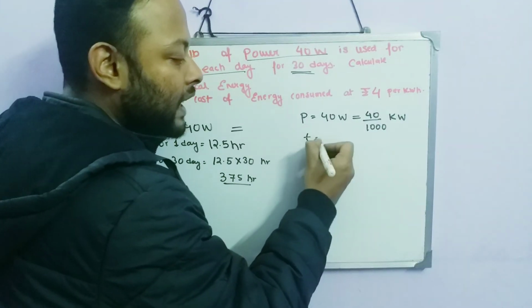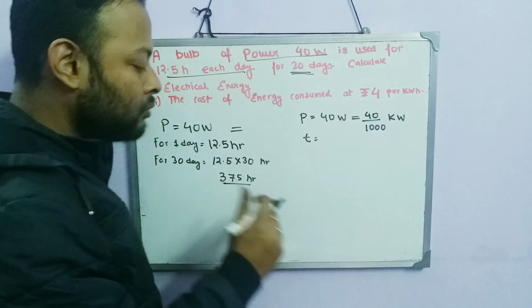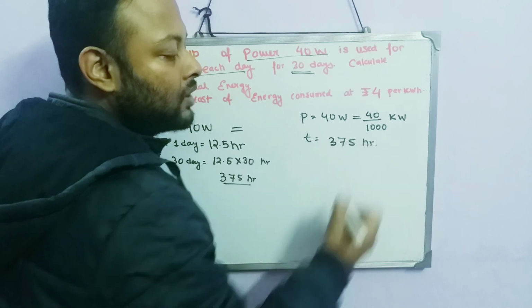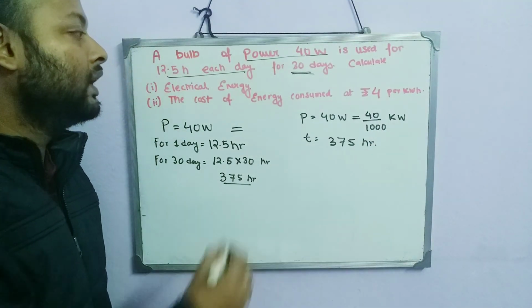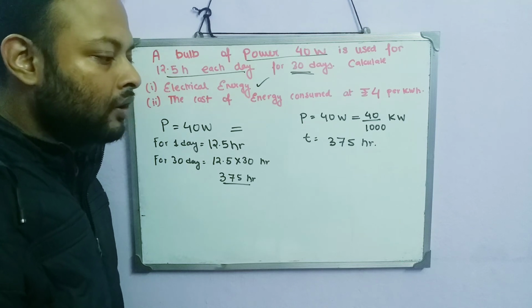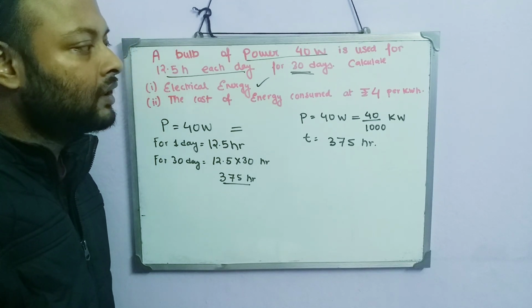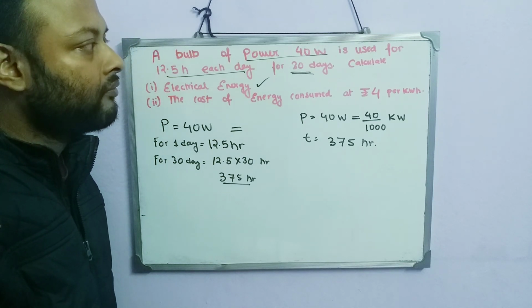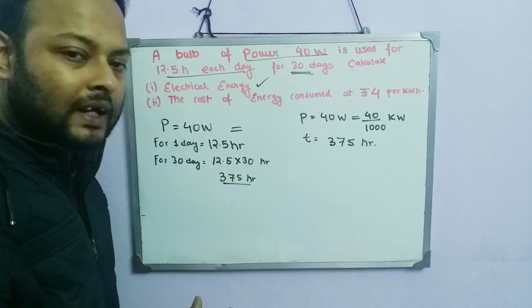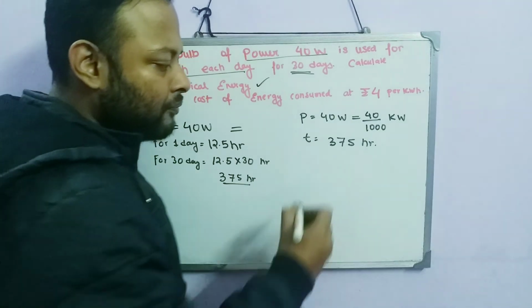And the total time for which the bulb was on is how much? 375 hours. Now they are asking me to calculate the electrical energy. Okay. So how do we calculate the electrical energy? See, we have done these things previously in class 8 also. We have done this formula.